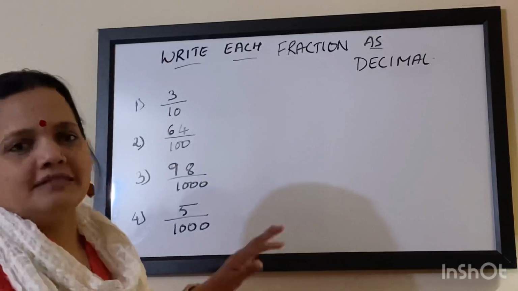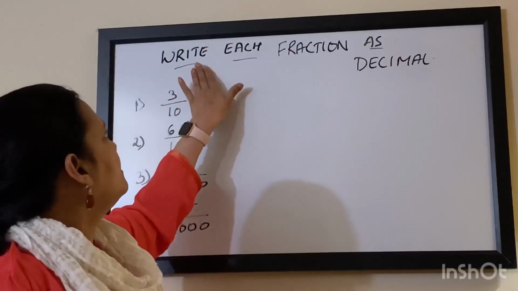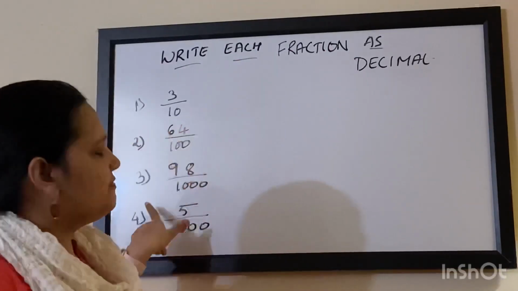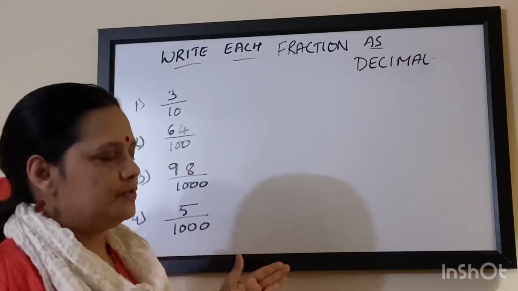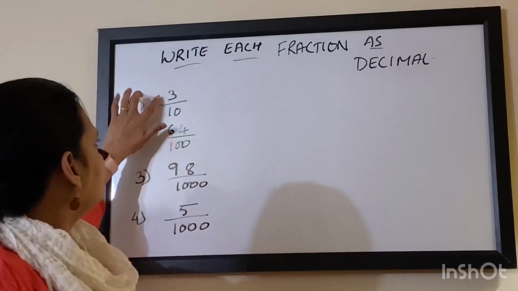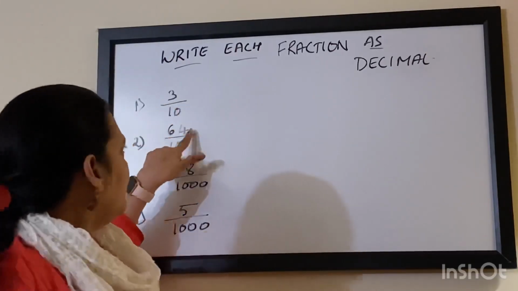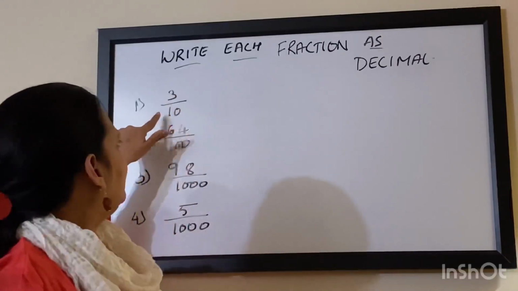Yes friends, so let us continue with the questions where we are seeing write each fraction as a decimal. Now we have to convert all these fractions into decimal numbers. So let us see how we are going to do it. Now by seeing this number on the top here, we can see this is only one digit and we have 10 in the denominator, right? So it is just 3 upon 10.